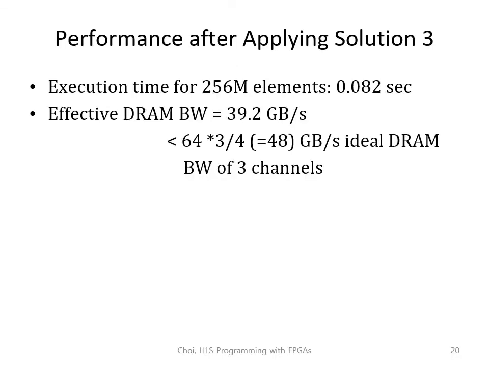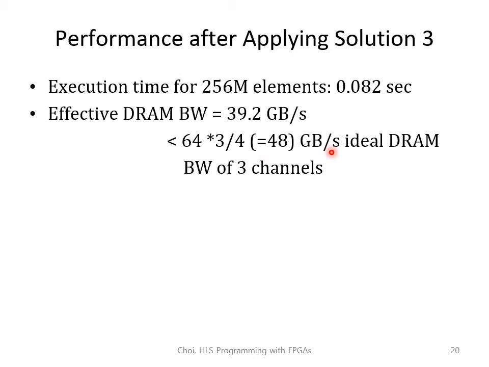Here's the performance after applying solution 3. The execution time for doing vector add on 256 million elements was reduced down to 0.082 seconds. Then the effective DRAM bandwidth is going to be 39.2 gigabytes per second. Since we're using only 3 out of 4 DRAM channels, the ideal bandwidth in this particular memory assignment is going to be 64 times 3 over 4, so 48 gigabytes per second.